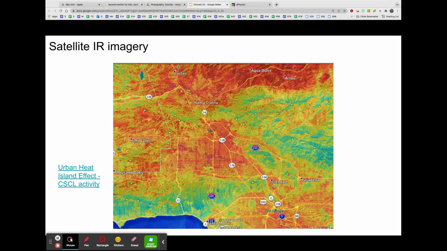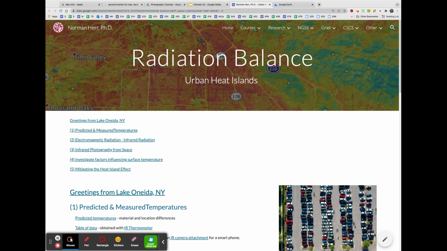Now, we can also look at what's called the urban heat island effect. If we look at imagery here that we're going to put into Google Earth. So in this activity over here, this is a CSCL activity focusing on the urban heat island effect. And if you click on that, there'll be a whole lesson in terms of radiation balance and how to do the type of infrared imaging that I'm describing here.